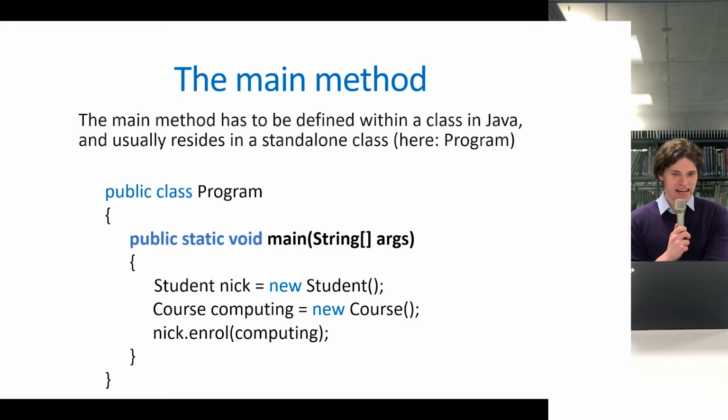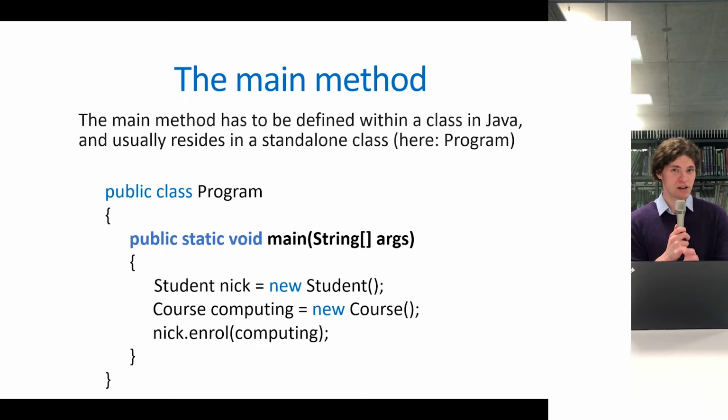Here it is, and notice it's going to sit in a standalone class. In Java we have to do this. In C++ we can actually code the main function outside of a class, but in Java we do, and C# as well, we do have to locate the main method within a class.